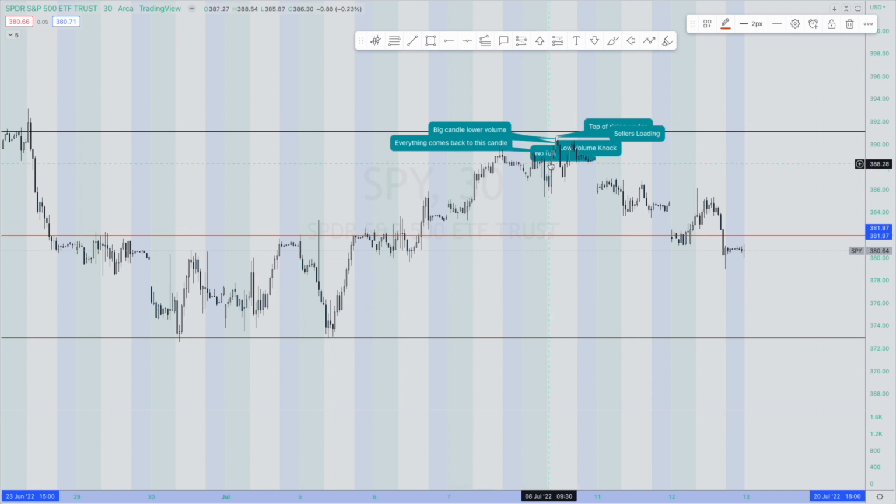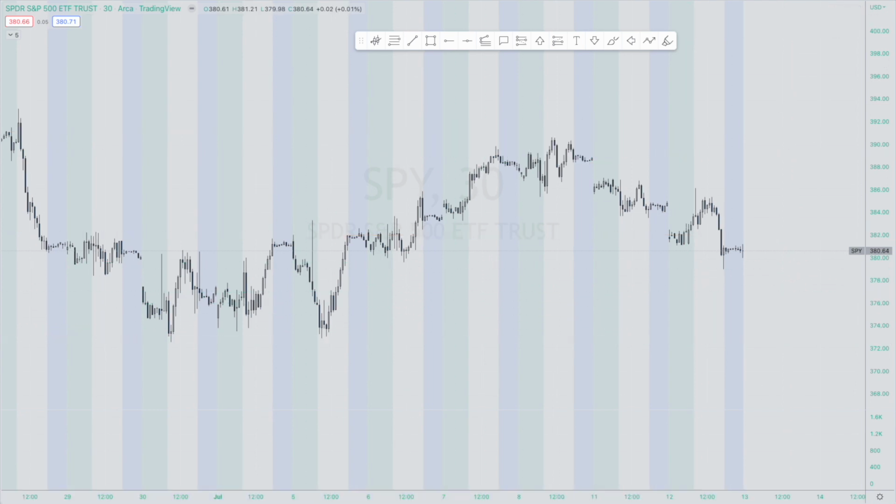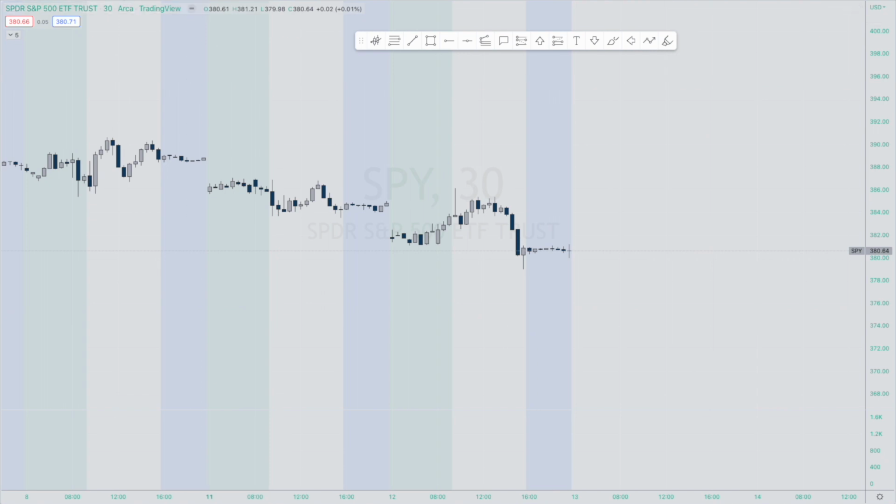So we know we are in a large 30-minute range. Until this high up here is broke or this low down here is broke, we will trade accordingly to that range. And so let's look at today on a 5-minute chart.